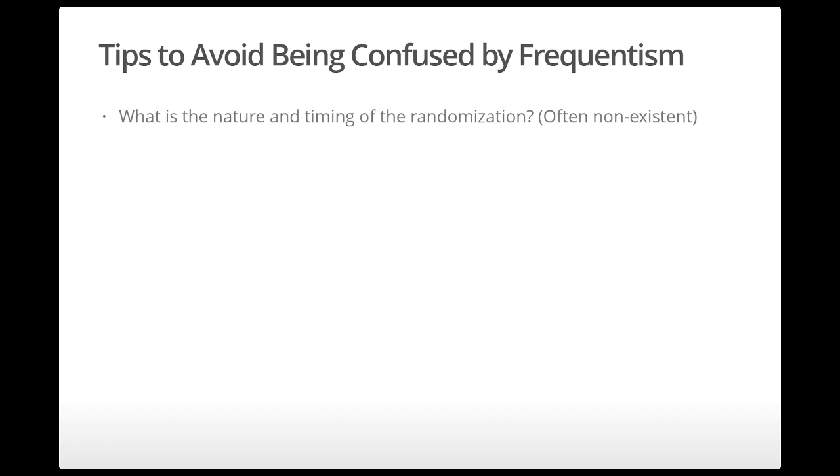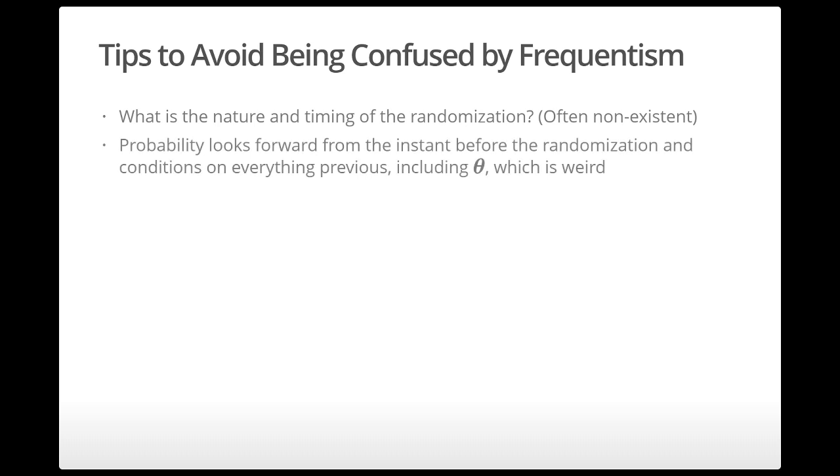So tip number one is to figure out the nature and the timing of the randomization that kicks off the whole need for probability in the first place. And oftentimes in the social sciences there won't be one, in which case frequentist methods don't apply, even though you're probably listening to someone who is attempting to apply them. None of the conclusions based on probability will make any sense unless there's some fairly well understood and repeatable randomization being contemplated.